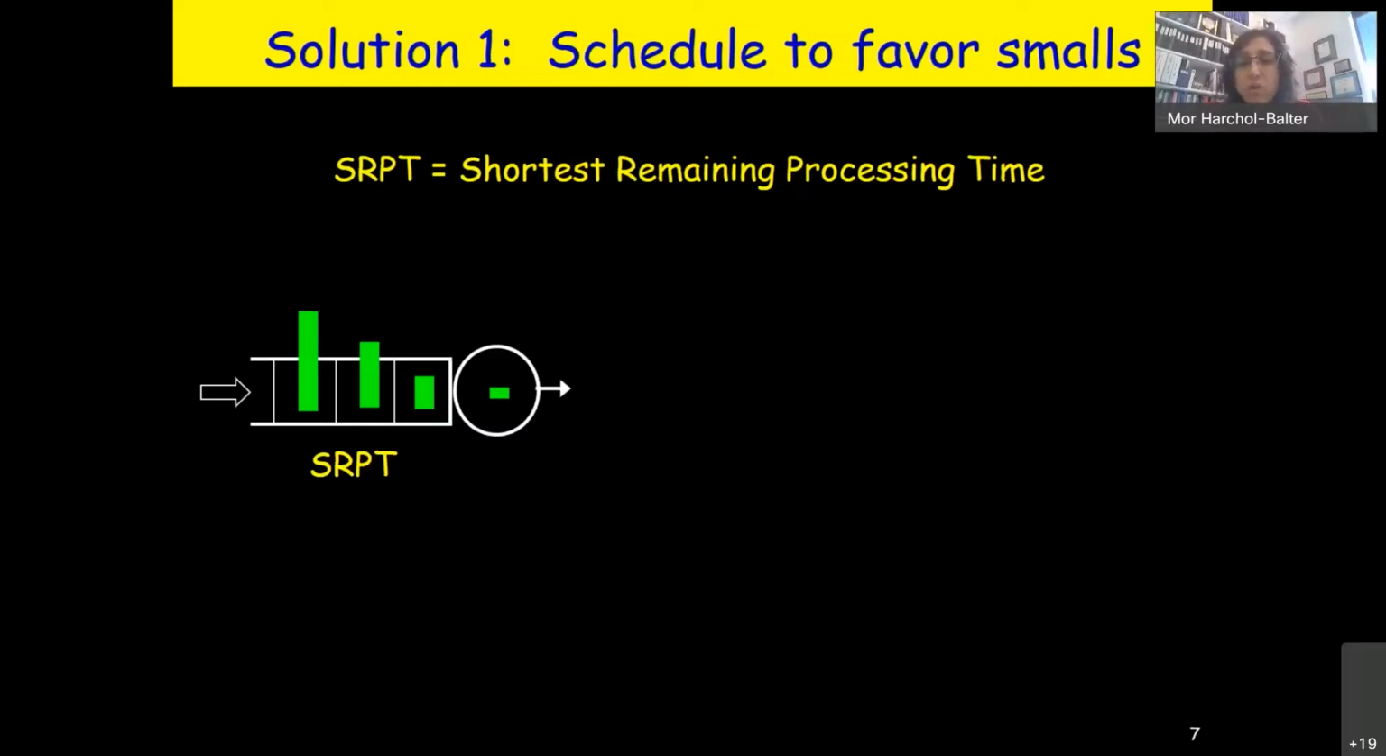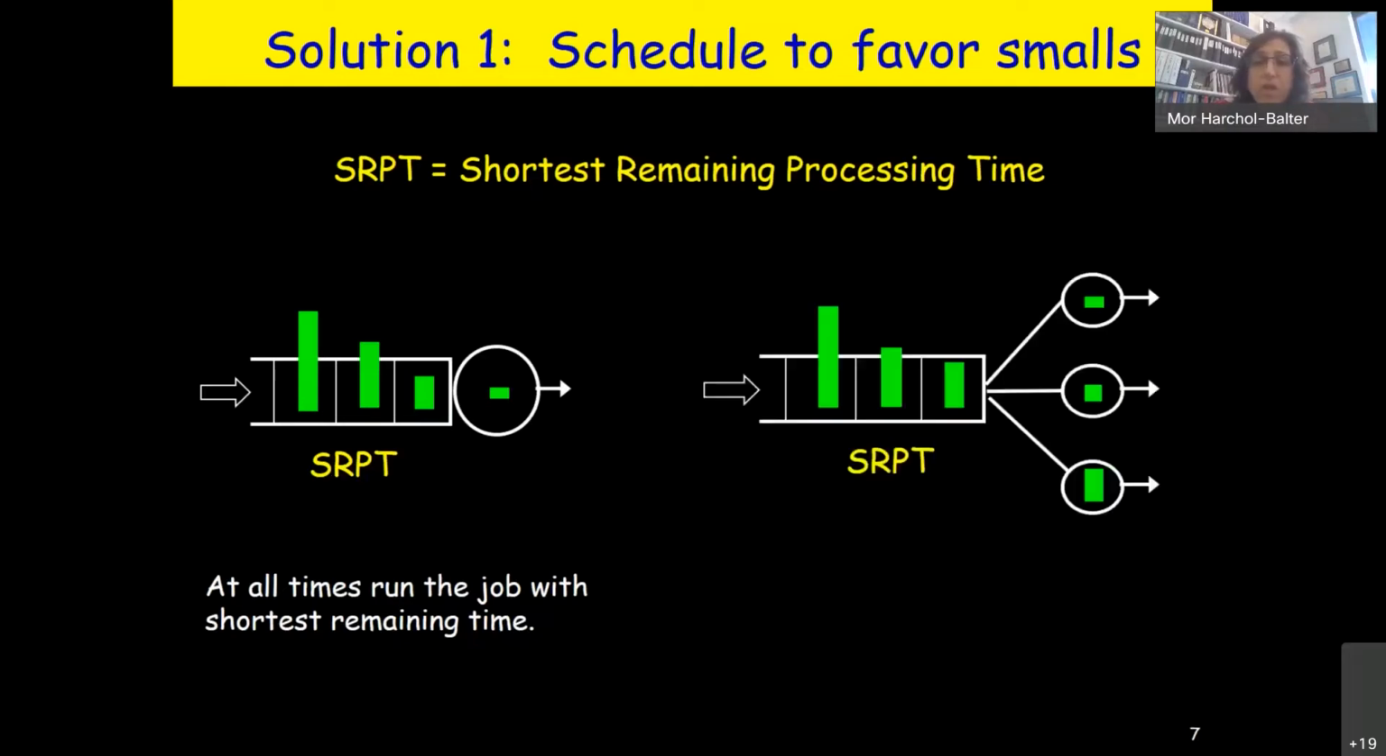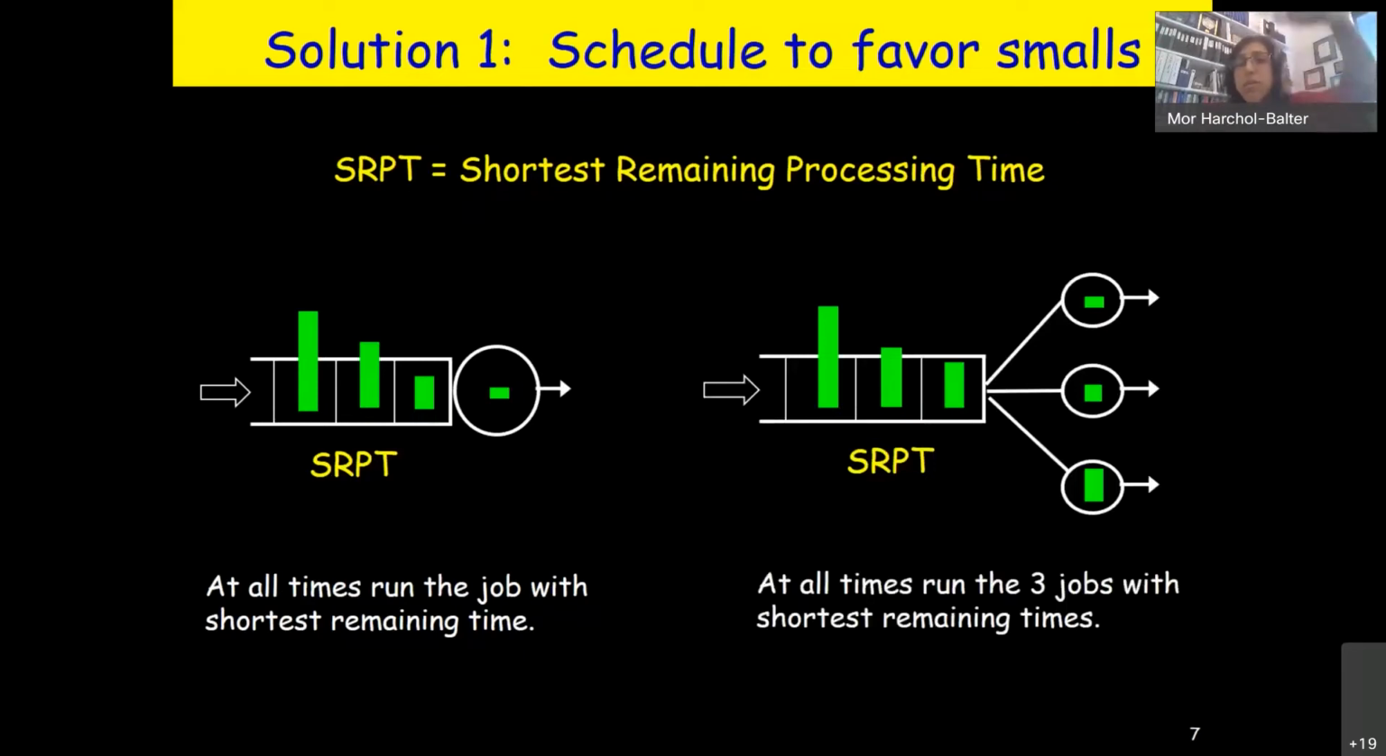And you see the jobs are ordered based on size, okay? This says at all times, we're going to pick to run the job with the shortest remaining time, what's left. You can also do this in a multi-server system. So you can say, okay, maybe I have 3 servers, but at all times, I'm going to run the 3 jobs with the shortest remaining times, okay? And this is one way of getting the short jobs to not be stuck behind the big jobs causing the delay. This is one way of handling it.